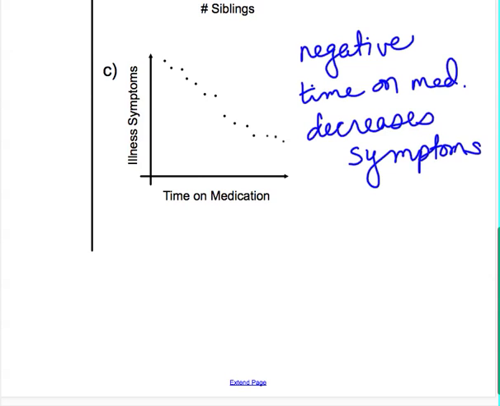All right, so your time on medication decreases your symptoms. And if you think about maybe trying to put a line through this data set, that's a pretty strong relationship. All of those data values are very close to the line. So this would be what's called a strong correlation.